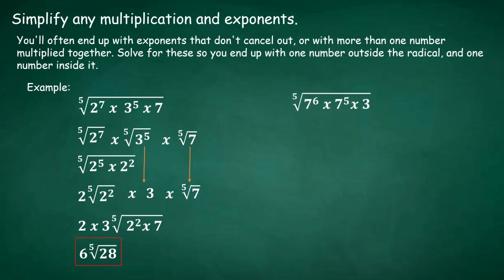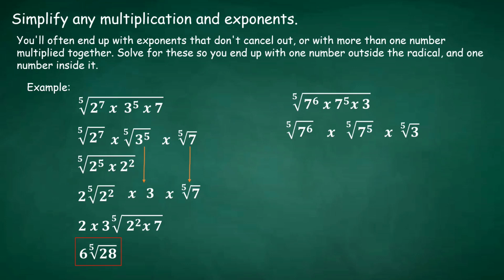Simplify the fifth root of 7 raised to the power of 6, times 7 raised to the power of 5, times 3. Let's rewrite this as the fifth root of 7 raised to the power of 6, times the fifth root of 7 raised to the power of 5, times the fifth root of 3.